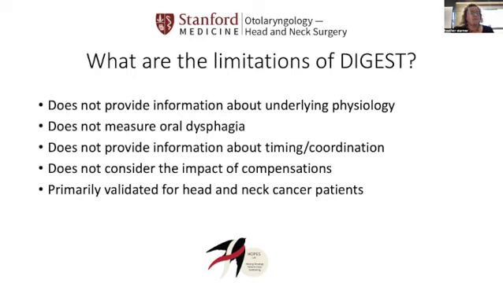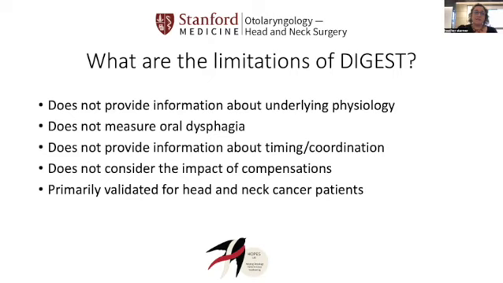Digest is not meant to give us information about the underlying physiology. We have other tools that can give us that information, like the MBS-IMP, for example. It does not measure oral dysphagia. It is purely looking at the pharyngeal phase of swallow function. So in someone where there are considerable oral phase considerations, we need to think about something else to rate those. It doesn't provide information about timing or coordination. It does not consider the impact of compensation. So it's looking at the uncompensated swallow severity.